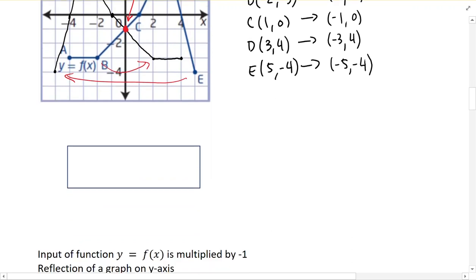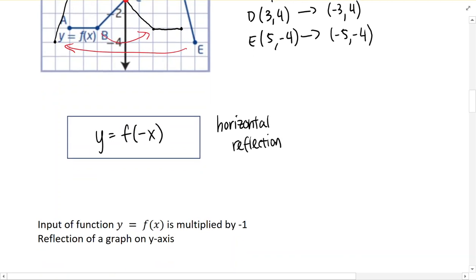So looking at our example here, this time we have y equals f of negative x. And since points are moving left and right, we call this horizontal reflection. The input, also known as x of a function, is multiplied by negative 1. And since it's a horizontal reflection, you are reflecting over the y-axis. Again, do not confuse the axis with the direction it's flipping.